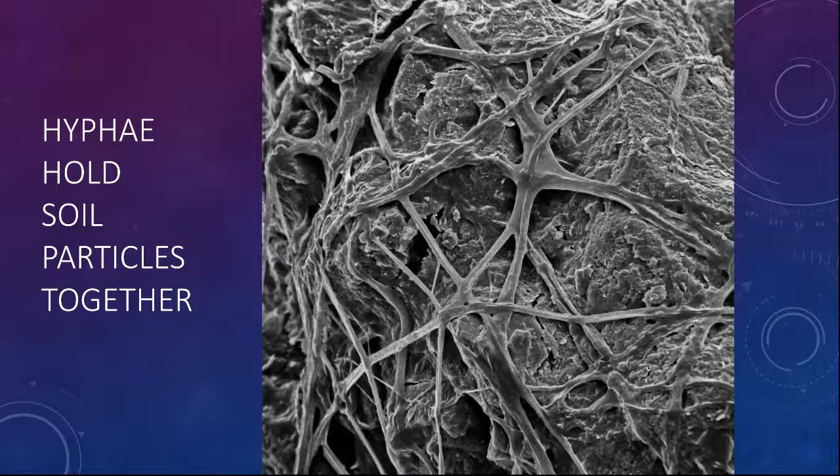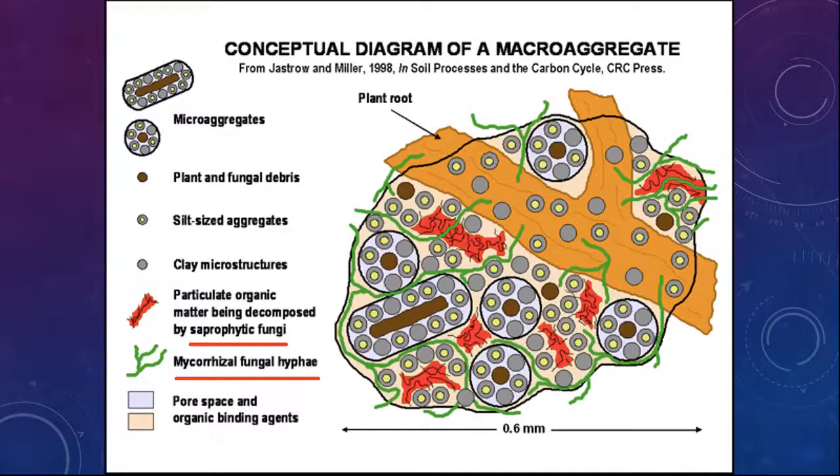Hyphae hold soil particles together here as well. You can see that very well. And these little soil aggregates that form then become macro aggregates, or become larger. And here you can see around a root a representation of what is there. So we have these red blotches, which is organic matter being decomposed by saprophytic or decomposer fungi. That also feeds the soil creatures that are in there. And then we've got these green extensions, which are the hyphae of the mycorrhizal fungi, and they, of course, bind the whole aggregate together. And there are, of course, soil particles in there, and there are also organisms.